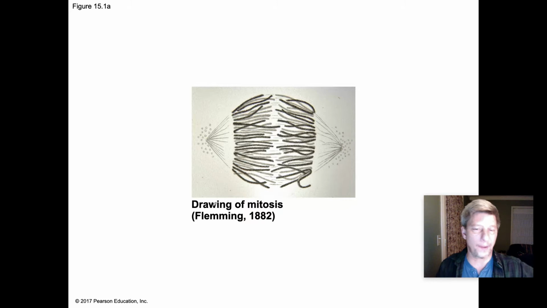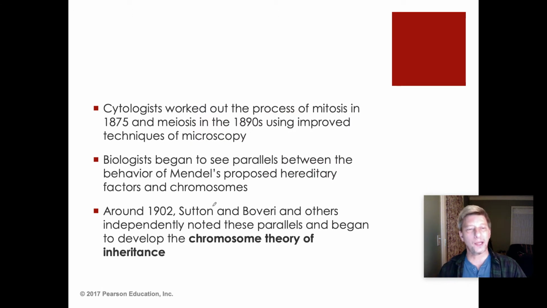This is an early drawing of mitosis from the late 1800s. And this is when people started first realizing that maybe chromosomes were part of the whole idea of inheritance. In the late 1800s, biologists, especially cell biologists, worked out the processes of mitosis and meiosis using compound light microscopes, just like we can use today. Biologists then began to see that perhaps there were parallels between Mendel's ideas, his hereditary factors, and the chromosomes that they were seeing under the microscope.